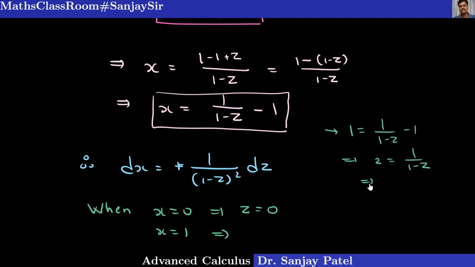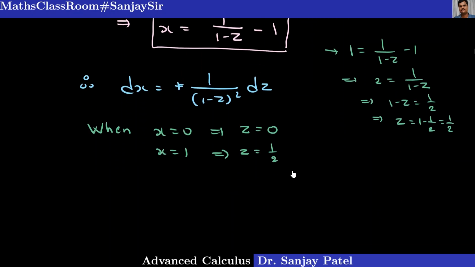And that gives you 1 minus z is equal to 1 by 2, taking reciprocal both the sides. So z is equal to 1 minus 1 by 2, which is nothing but 1 by 2. So when x equal to 1, we have z is equal to 1 by 2.